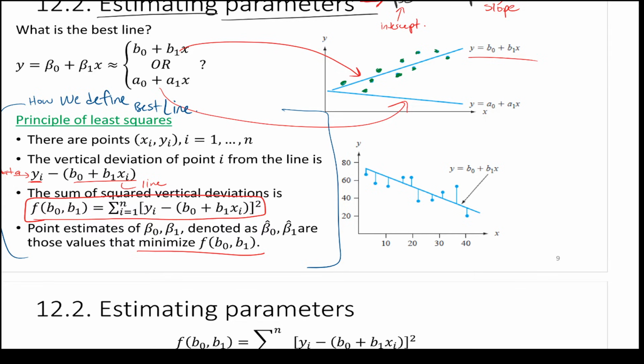Okay, so we're going to estimate beta 0 and beta 1 with values beta 0 hat and beta 1 hat. Those are from data. So we will estimate the true linear relationship from our data by constructing a line that goes through our data such that it minimizes the sum of the squares of the errors of the data from the line.